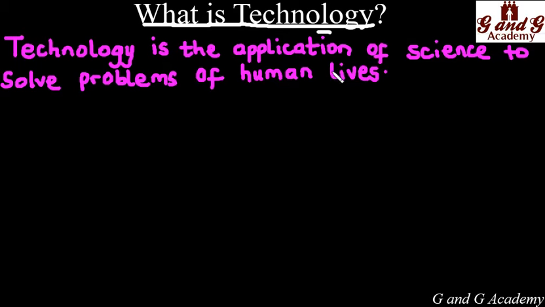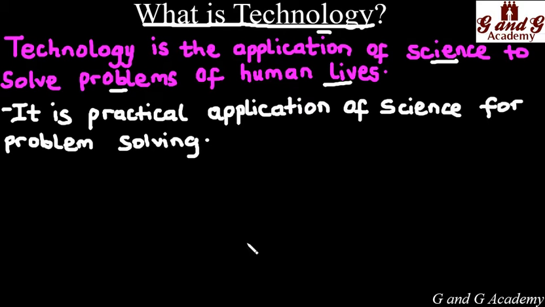Now, what is technology? Technology is simply the application of science to solve problems of human lives. We can as well describe technology as the practical application of science for problem solving. Generally, technology is about accumulating the knowledge of science, and using that knowledge you have accumulated to solve problems of life. Are you getting it?